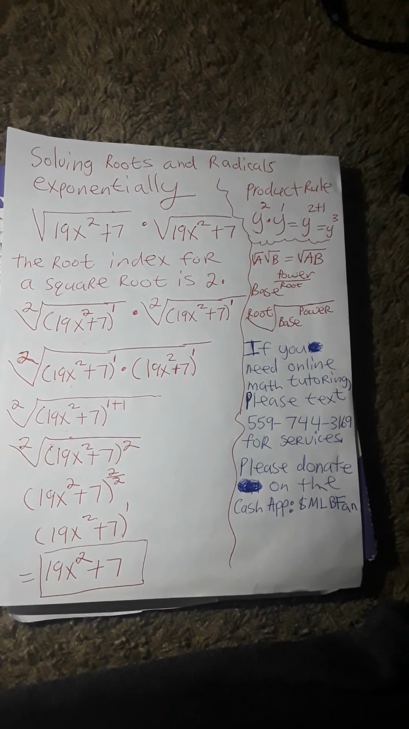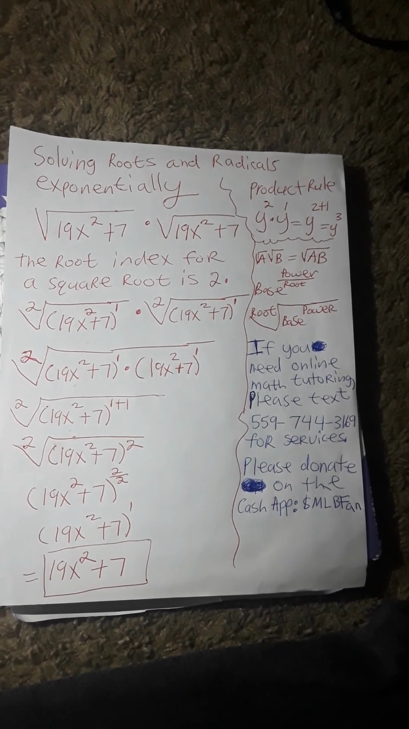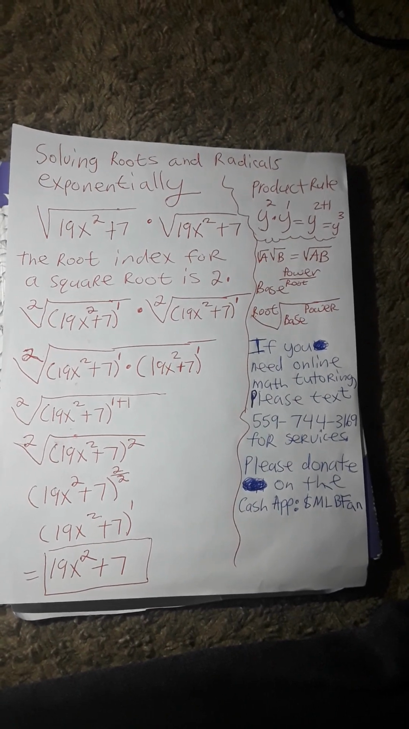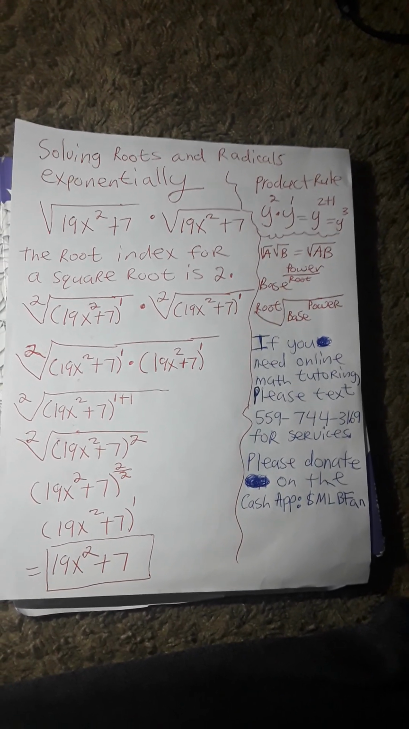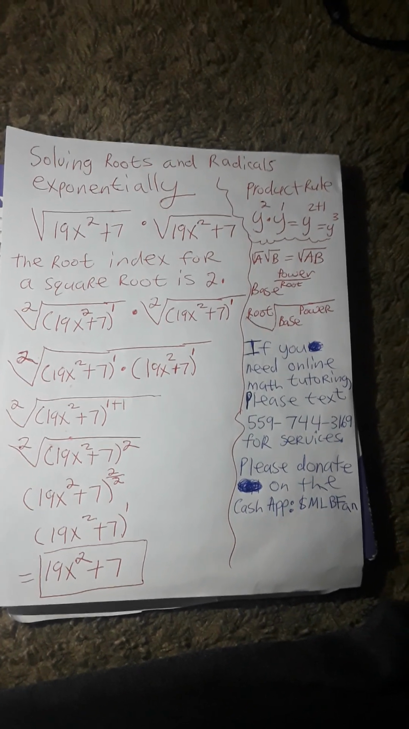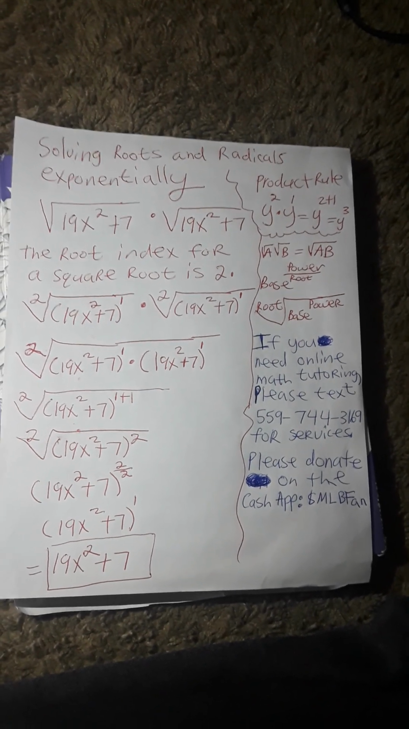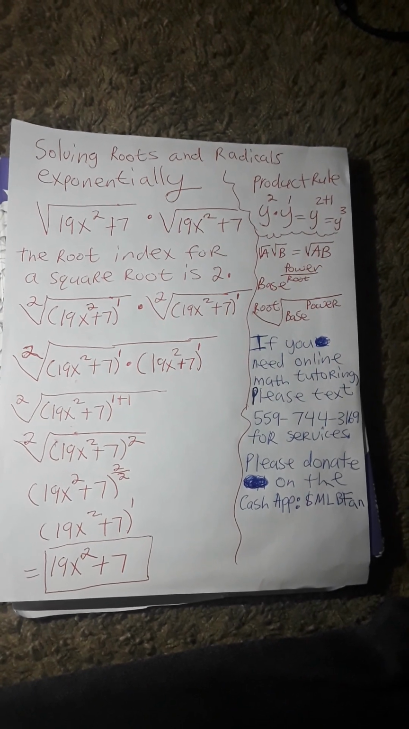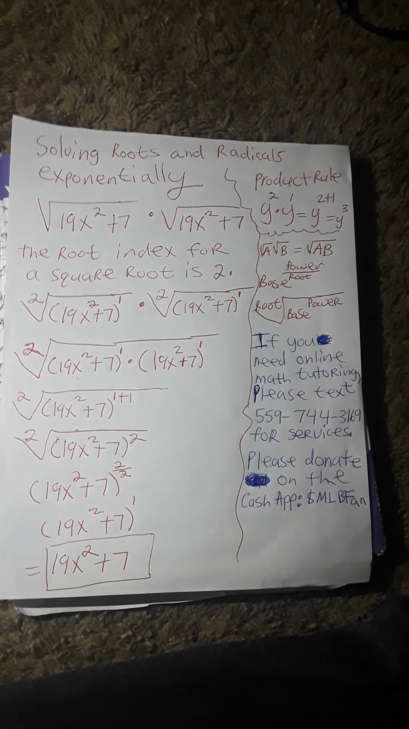Now we can utilize product rule for the square root of 19x squared plus 7 to the power of 1 plus 1, which simplifies to the square root of 19x squared plus 7 to the power of 2.